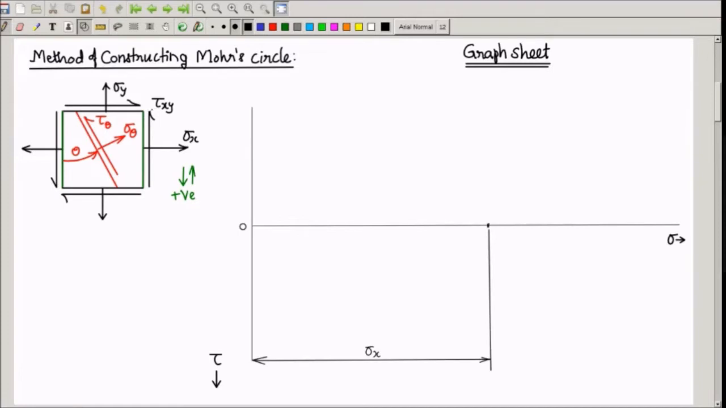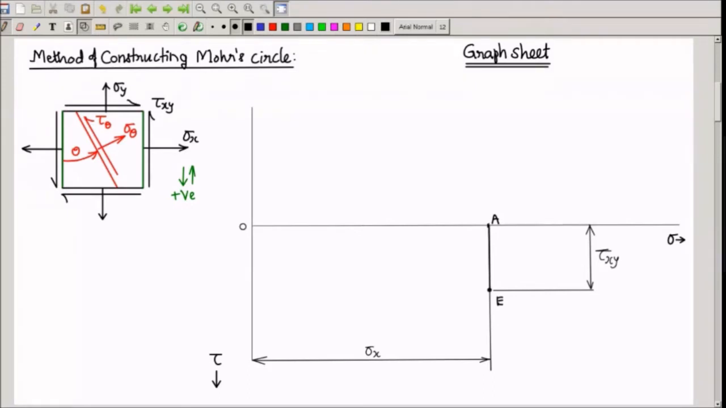After marking sigma x on x-axis, we have to mark tau xy because we are trying to represent vertical faces now. So if I measure tau xy along downward direction, let us say it comes like this. So this distance is tau xy. So when I consider vertical faces, there is normal stress sigma x and there is positive tau xy. I have represented both. Let me call these points as A here and E here.